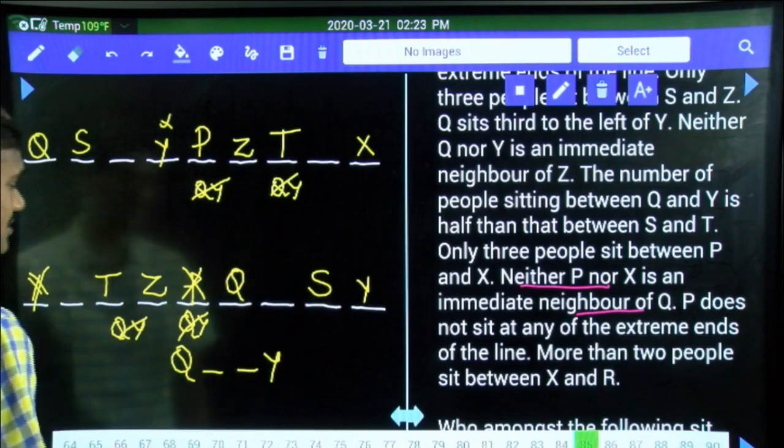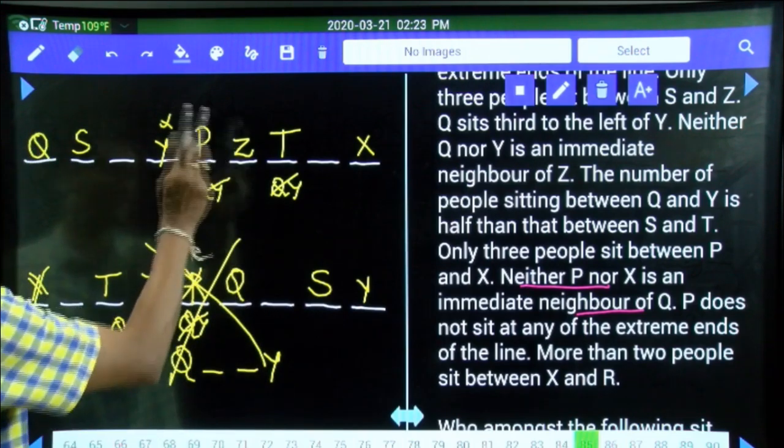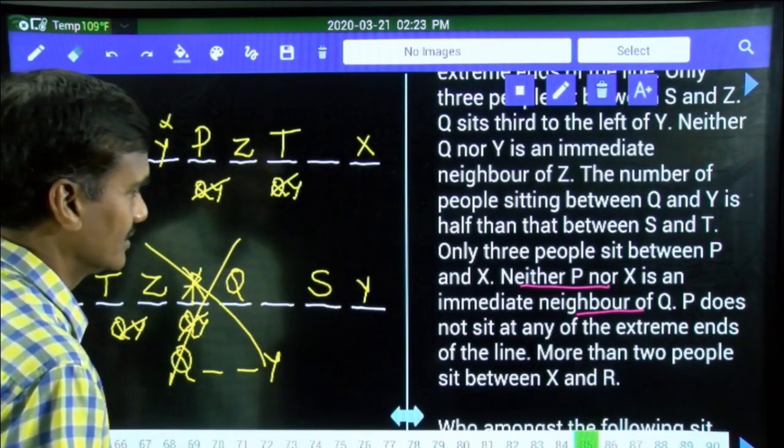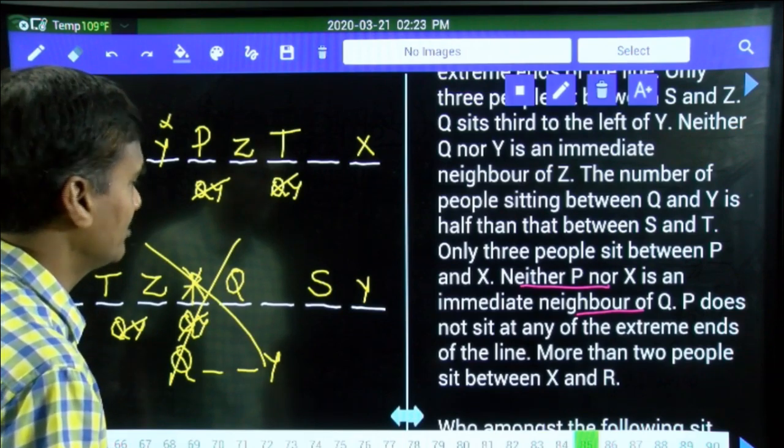Hence, what is the only possibility we have? This is ruled out. Finally, we are left with this one. Then, P, not more than 2 people between X and R.